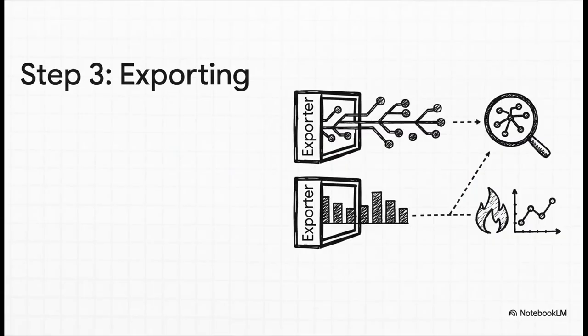After zipping through any processors we defined, the exporters take over. The Jaeger exporter forwards all that trace data to our Jaeger instance so we can visualize it. And at the same time, the Prometheus exporter makes all the metric data available on an endpoint that our Prometheus server can scrape. And just like that, the journey is complete.